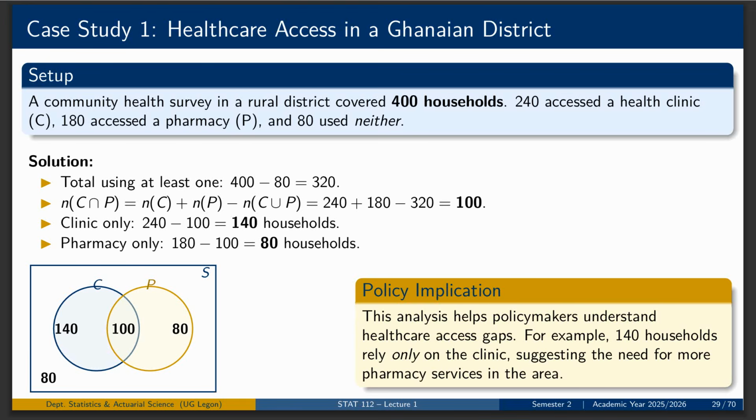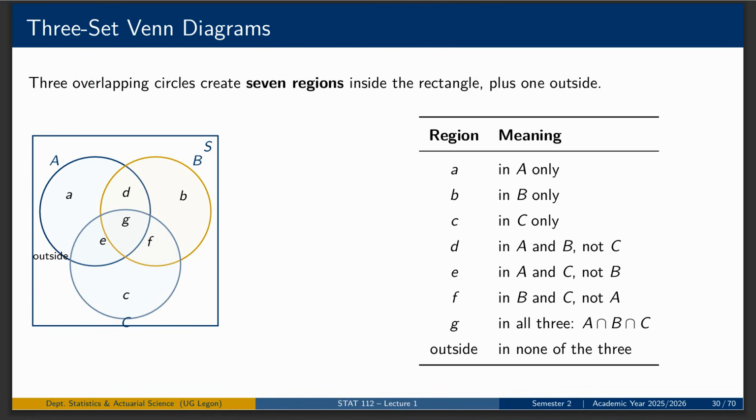Now, if we are able to draw this in a Venn diagram, what can we use it for? For example, if we are looking at policy, then you realize that there are healthcare gaps. So you see that more people use a clinic only, okay? But within that area, you can then maybe get what? More pharmacies for them to be able to use. So what we are doing has practical applications in our everyday life, right?